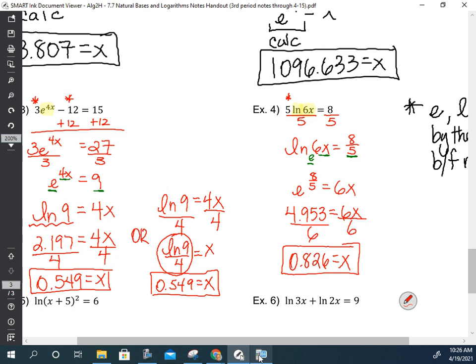So, just like example 3, you can always choose to work it all the way out and then do the calculator thing at the end. Divide both sides by 6. You still end up with 0.826.